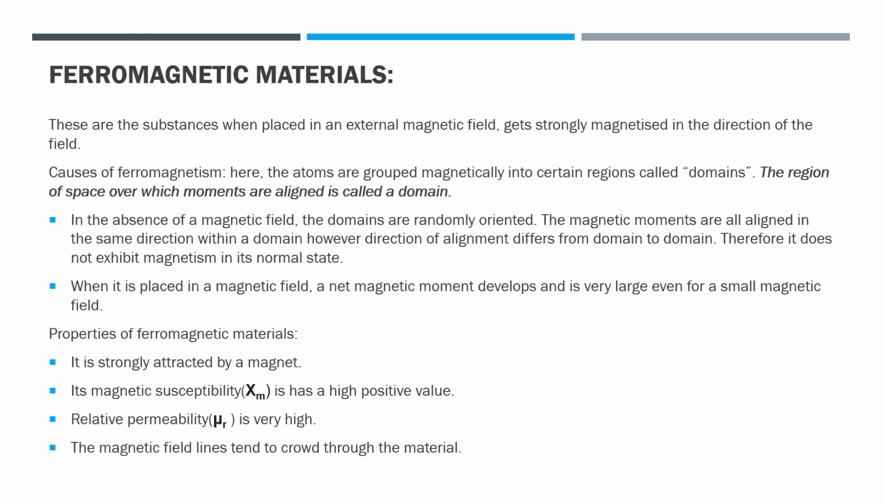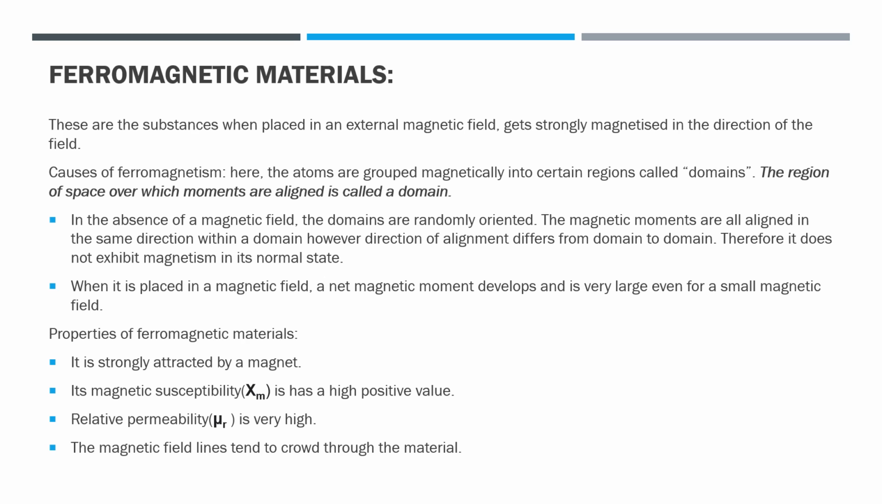Causes. Here the atoms are grouped magnetically into certain regions called domains. The region of space over which moments are aligned is called a domain. In the absence of a field, the domains are randomly oriented, just as in the case of a paramagnetic substance, where the moments are oriented in a random manner. Therefore, it does not exhibit magnetism in its normal state. However, when it is placed in a magnetic field, even a small or weak one, the net magnetic moment develops and is very large.